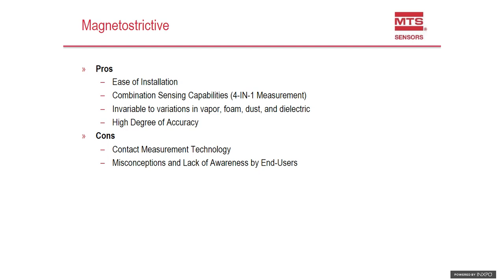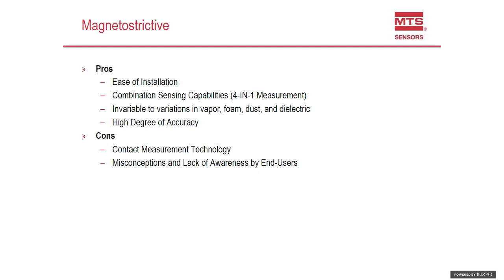As I mentioned earlier, the technology is contained, so the actual sensing is done from inside the pipe. So if you have environmental conditions such as vapors, gas blankets, foaming, dust, or changes in the dielectric constant of the liquid, if any of these variables are changing, it does not affect the magnetostrictive technology. Also, it has a very high degree of accuracy. Depending on the length and the manufacturer, for shorter lengths you're looking at somewhere around 0.5 millimeter accuracy, 1 millimeter accuracy. It just depends on exactly which one you're looking at.